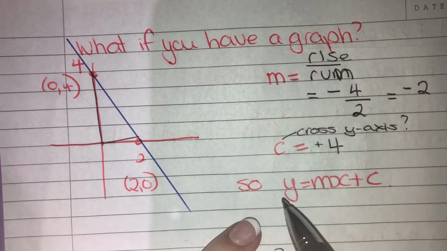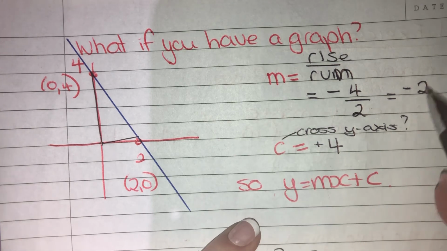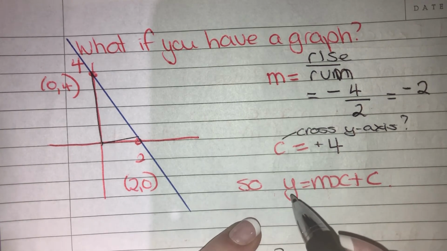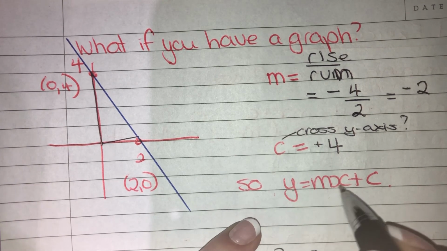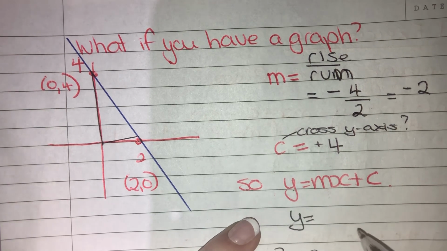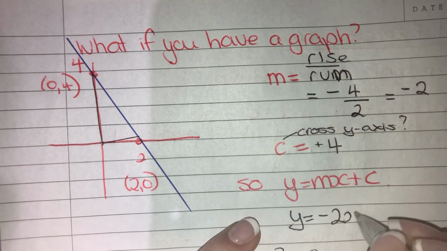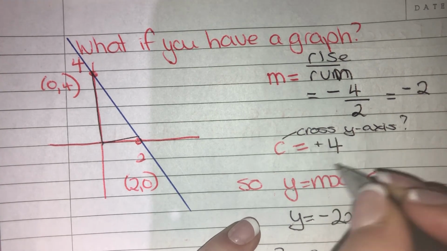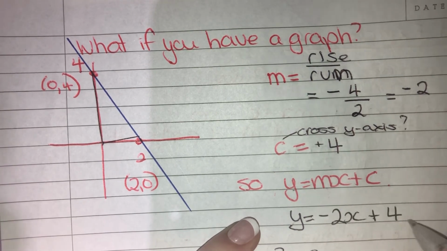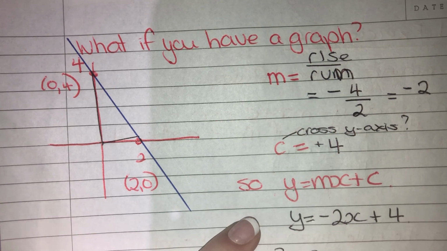So now we're back to the first question. We have c is 4 and gradient is negative 2. So we have y equals mx plus c. We're going to put that in. Y equals gradient of negative 2x plus c. C is 4, so our answer is minus 2x plus 4.